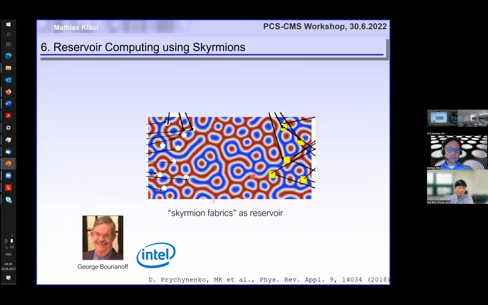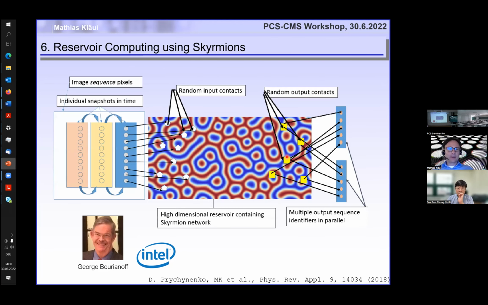Now, this was first suggested in this paper here by Pchenenko, Karin Everschor-Sitte, George Buryanov, and myself, that we could use skyrmion fabrics as a reservoir, having inputs where we, for instance, locally inject currents, and having outputs, which could, for instance, be TMR junctions that detect the resistance, and from the resistance, the magnetization below, so the skyrmions below. So here we actually have an input that is encoded as currents and an output which is then measured as a resistance, and then we can use this, for instance, for the detection.